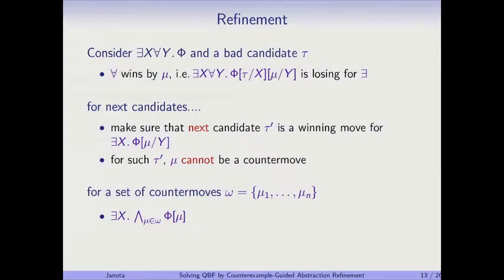What we will do is, for the next candidates, we will make sure that the candidate move will be a winning move for the following game. We plug in the counter move. So we consider a simplified game where the opponent is kind of stupid. He always plays the same move, and we make sure we win this game. This means that next time he cannot beat us with the same move, because we are robust with respect to this particular move. Of course, we need to be robust with respect to multiple counter moves, so we will be iterating this process.